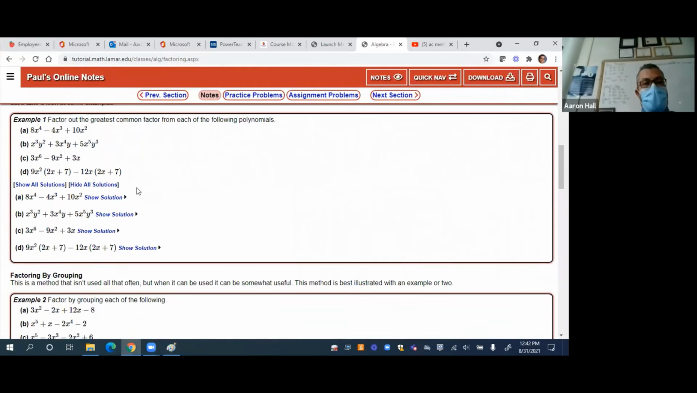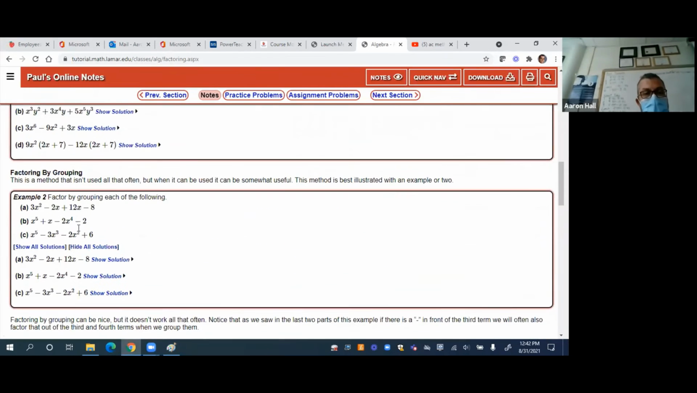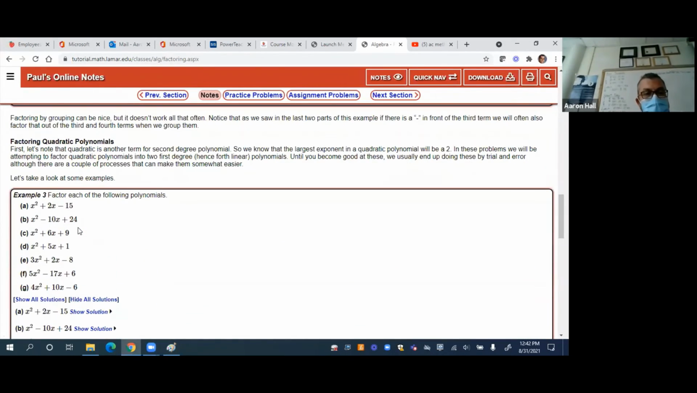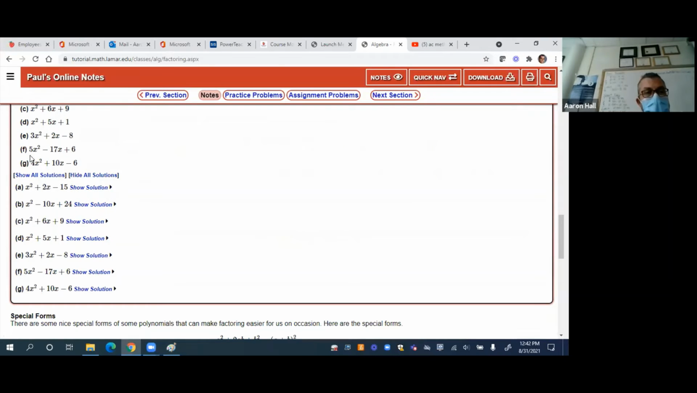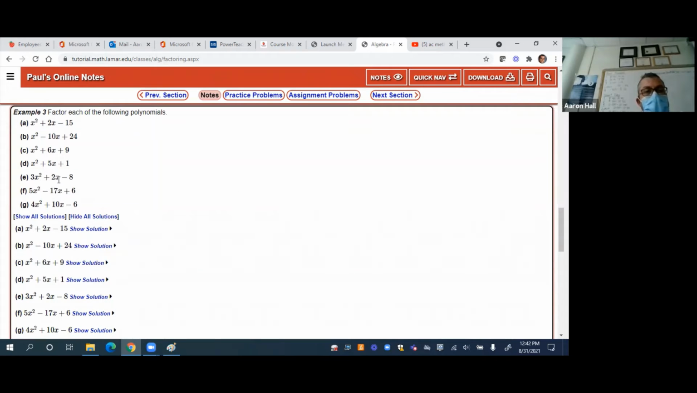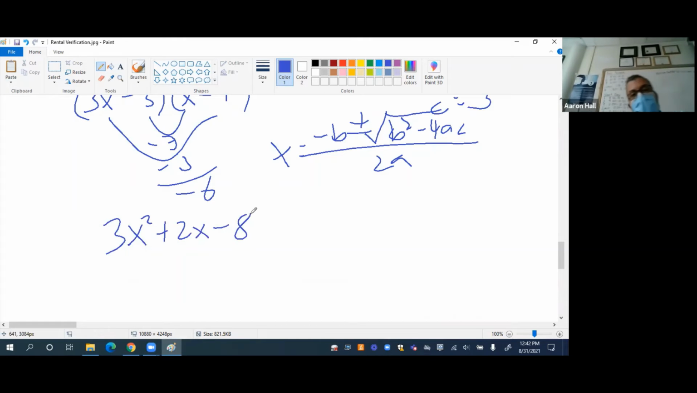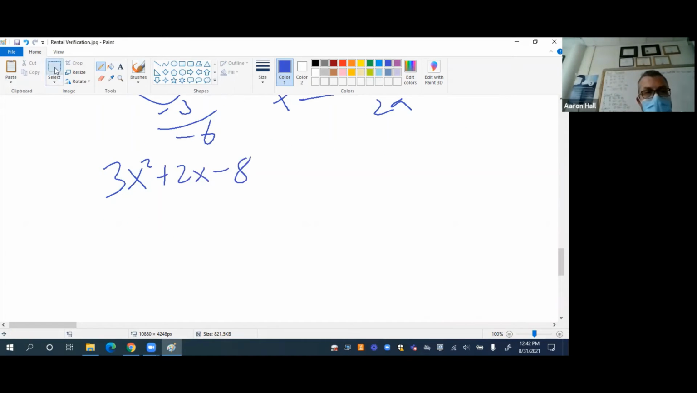So we're going to try to find another one that might be more factorable. Factor out the greatest common factor. Oh, okay. I think in that problem they just wanted us to factor out an x and a 3. Let's see if we have something. What about this one? It says factor each of the following polynomials: 3x squared plus 2x minus 8. Let's do that one. Is that factorable?